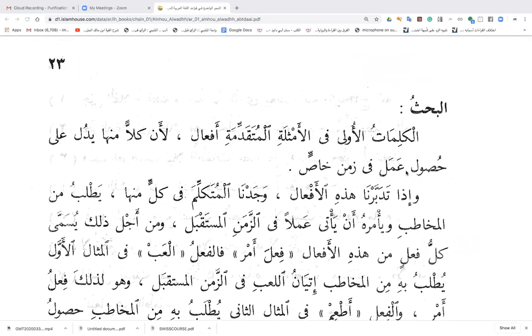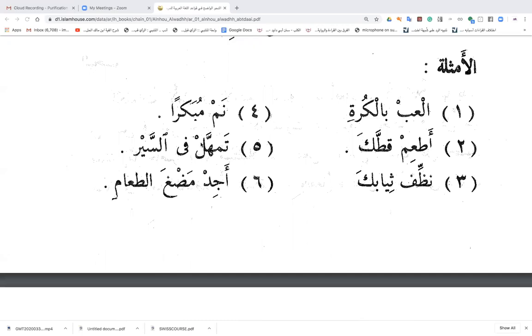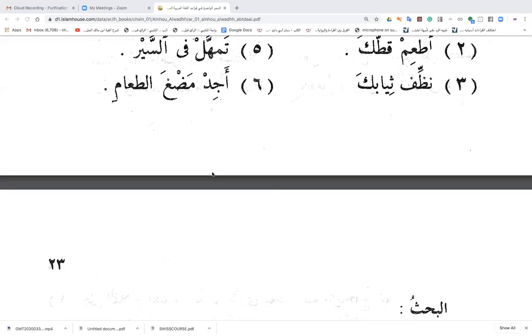They said here, البحث الكلمات الأولى في الأمثلة المقدمة. Now look how he changed the word. He didn't say السابقة. You know why? Because he just wants to teach you vocabulary. So I like this text a lot. You could say السابقة, المتقدمة, doesn't matter. Either one is appropriate, inshallah. أفعال, every single word, the first word in all the examples, previous examples, are verbs. Okay? So إلعب, أطعم, نظف, نم, أجد, تمهل, all those are verbs.